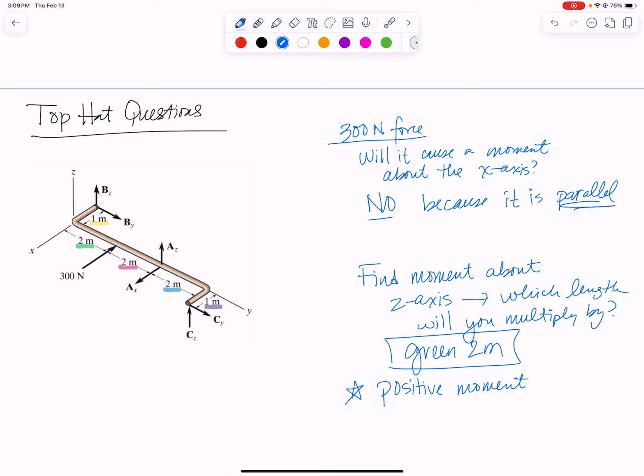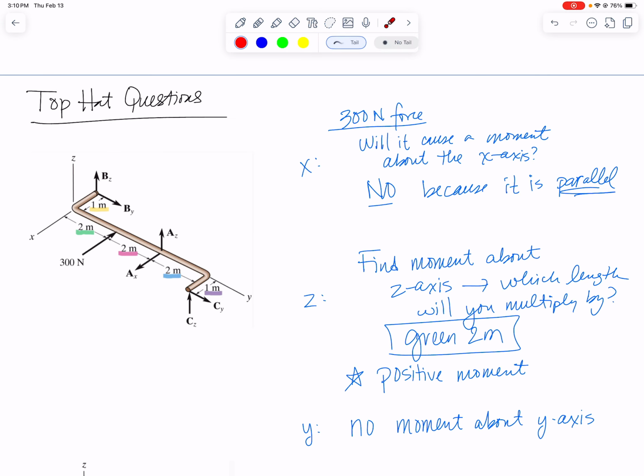And then finally, third question is, still focusing on this single 300 Newton force, I want to find the moment it causes about the y-axis. There will be no moment about the y-axis because it's directed straight through the y-axis, so there's no distance, right? If the force goes right through the axis, or even if we're over here and just pointed at the axis, it won't cause the part to rotate about that axis because it doesn't have a distance away. To cause it to rotate, it would need to be either up here above or down here below, but it's not. It's pointed straight at the axis, no distance, no moment.